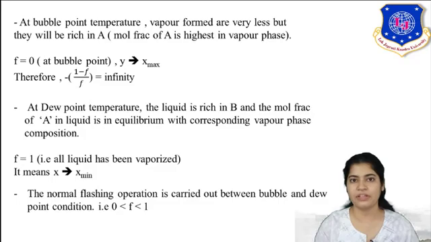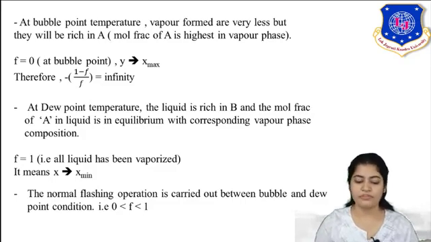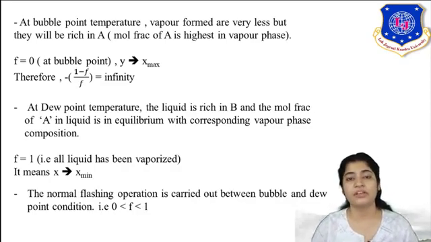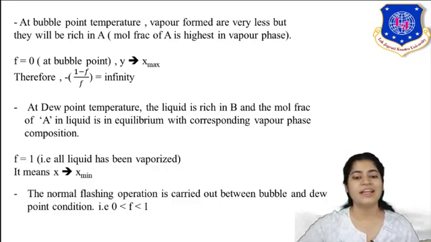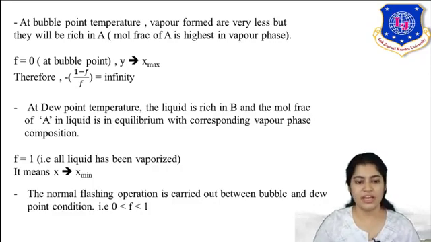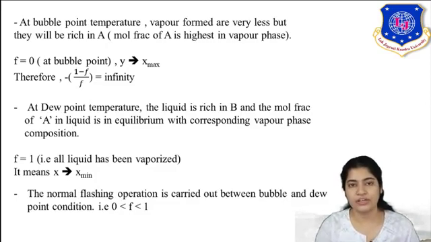What is a dew point temperature? The temperature at which first dew will form. Dew will form from what? From vapors only. So if I am introducing my feed as whole vapors, the liquid which will form, the first condensation which will take place, will of course be of the less volatile component. So the liquid is rich in B, and the mole fraction of A in liquid is in equilibrium with the corresponding vapor phase composition.